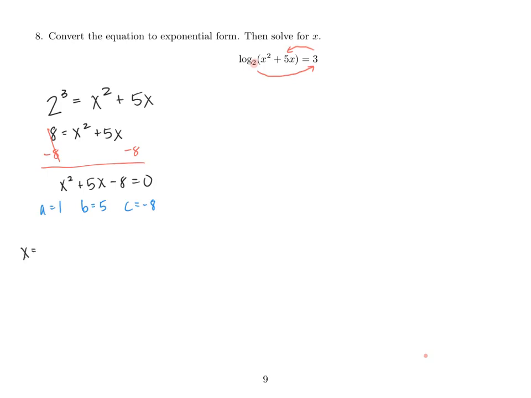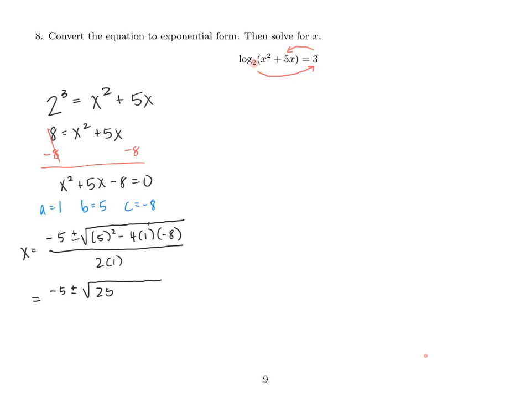So x equals the opposite of b. Since b is positive 5, it's going to be negative 5 here, plus or minus the square root of b squared minus 4 times a times c, all over 2 times a. Okay, so now we're going to simplify this. So we have negative 5 plus or minus the square root of 25. There are two negatives here, a negative here and a negative here, so those two negatives are going to make a plus. So plus 4 times 8 is 32, all over 2.